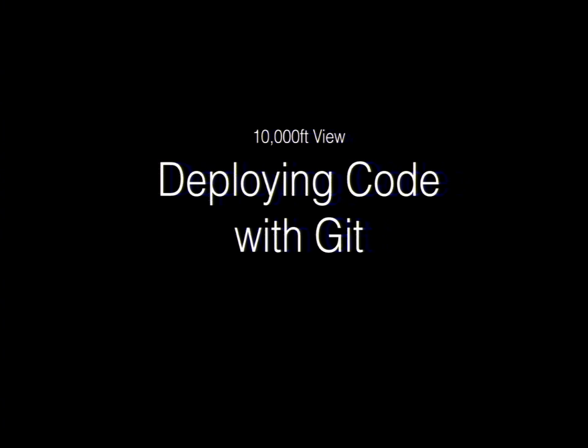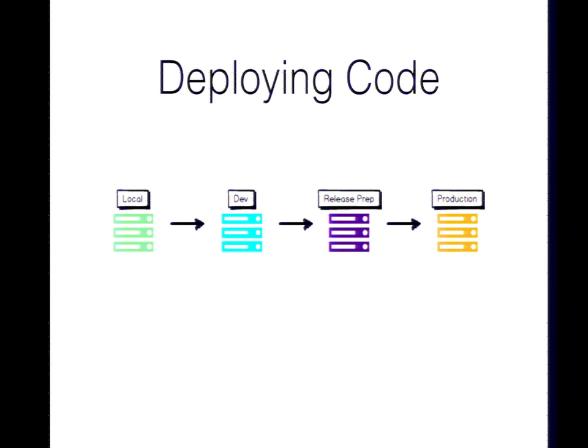Now, deploying with Git gets slightly more complicated, and the way that we normally look at deploying code is we have this kind of graph.